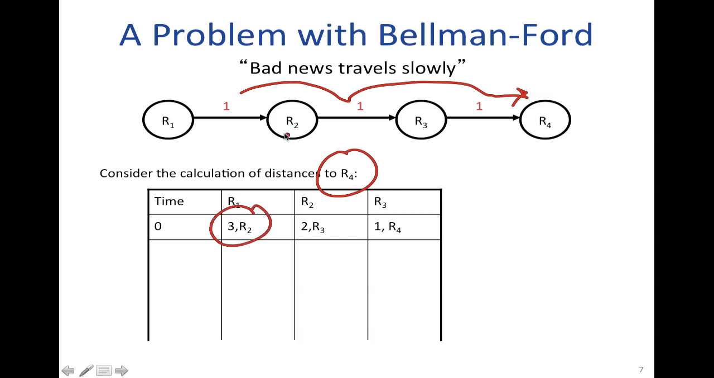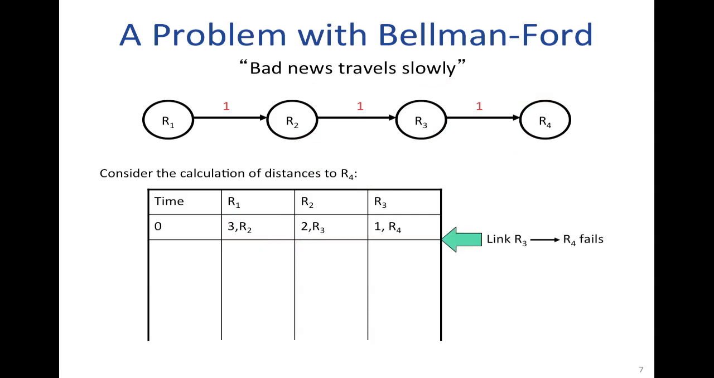So that's its value if it goes via R2. R2 can get there at a cost of 2. That's this plus this, if it goes via R3. R3 can get there at a cost of 1, and it's directly connected to R4. So everything is good. But then suddenly, the link from 3 to 4 is going to break. So this link over here has broken.